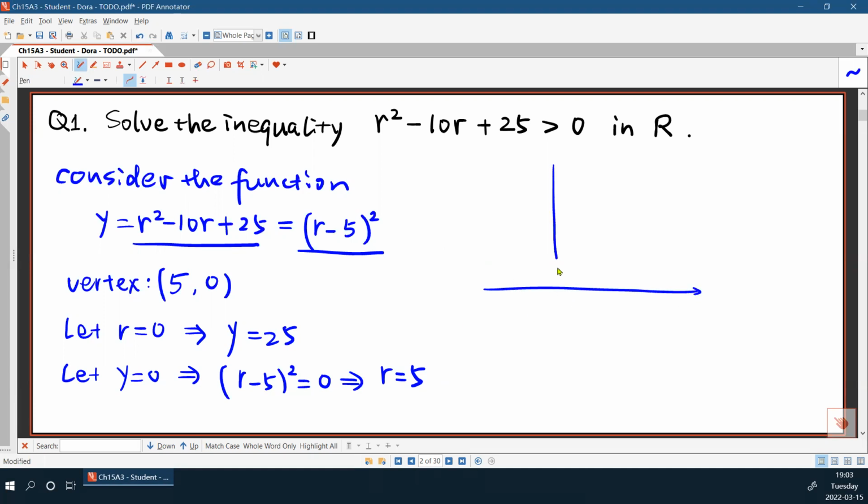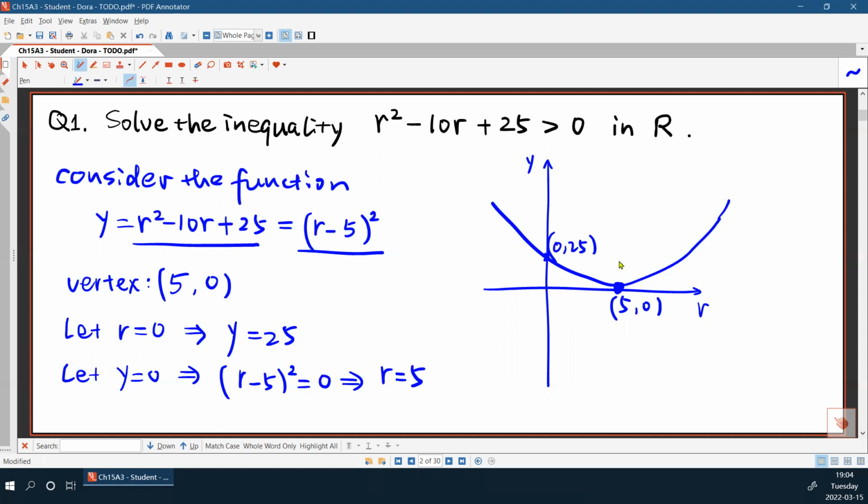So that means there is only one horizontal intercept. Now we can sketch this function. This is our vertical axis y, horizontal axis r, and first of all, the vertex is 5, 0. We know the leading coefficient is above 0, so it's opening up, right? Basically, it will have a shape like this. And the y-intercept is 0, 25. And the horizontal intercept is also the vertex here. So basically, it will have a shape like this.